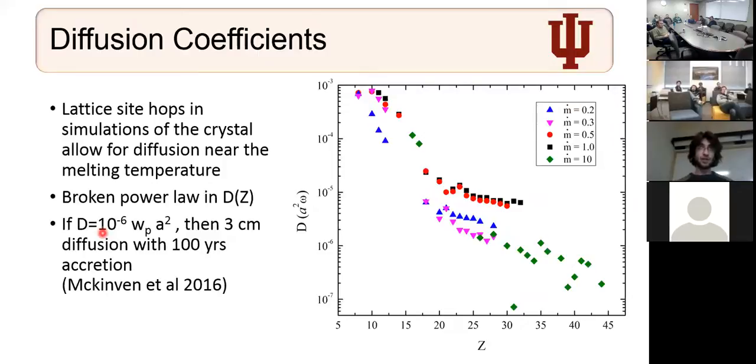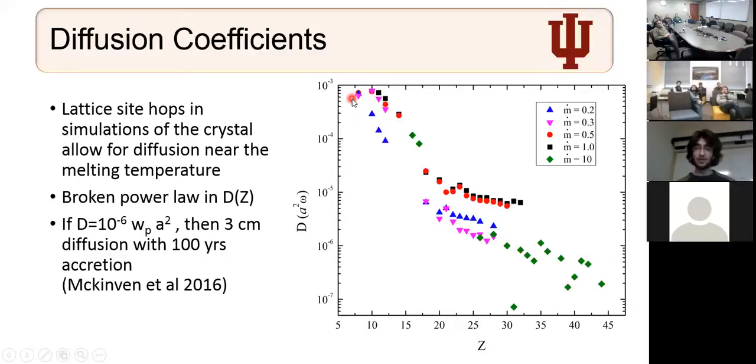Okay, so one important property of these crystals is we can get the diffusion coefficients. If you just simulate an equilibrium crystal, eventually someone is going to hop a lattice site. They're going to basically bump into their neighbor and move to their lattice site, and that allows for diffusion in the solid. And so I've calculated these diffusion rates for a few different compositions, and we find a sort of broken power law behavior.